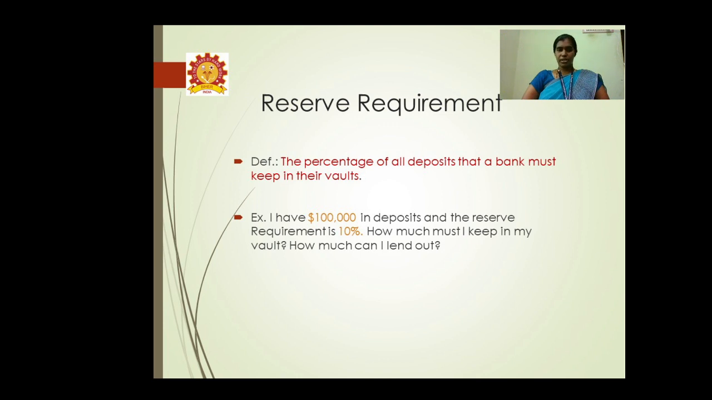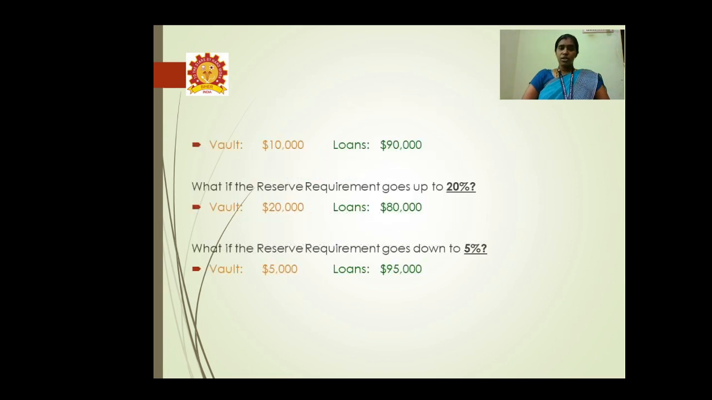Reserve requirements. The percentage of all deposits that a bank must keep in its vault. For example, I have $1 lakh in deposits and the reserve requirement is 10%. How much must I keep in my vault? How much can I lend out? So this is the reserve requirement. So the vault holds $10,000 and loans are $90,000.